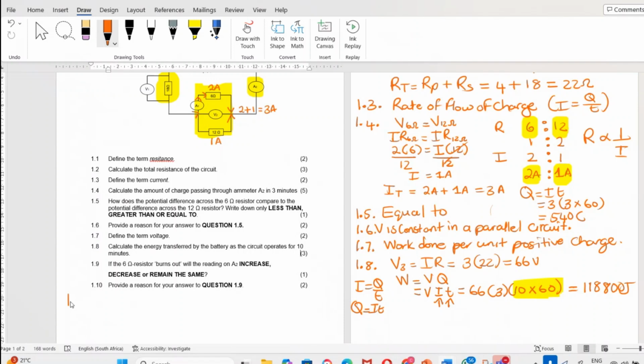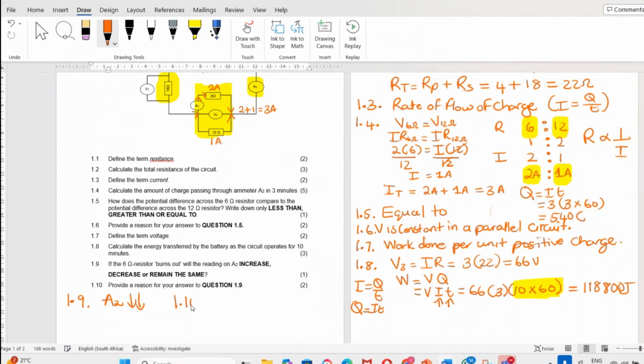Then 1.9 says if the 6 ohm resistor burns out, will the reading on A2 increase, decrease, or remain the same? So obviously, if the 6 ohm resistor burns out, that circuit becomes a series circuit, which means the total resistance of the circuit would actually increase. So if the total resistance increases, then the current in A2, which is the main current, should decrease. So obviously, there you say the A2 reading would decrease.